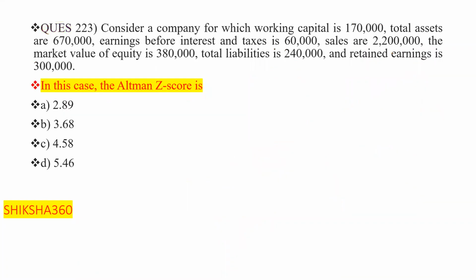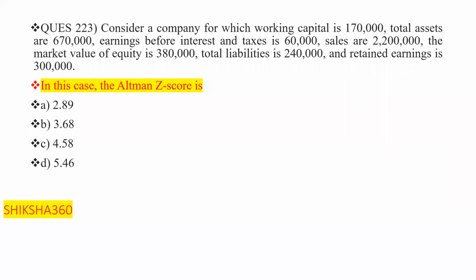Now move to the last question of our today's session. In that, we have to calculate the Altman Z score. Consider a company for which the working capital, total assets, earnings before interest and taxes, sales, market value of equity, total liabilities, and retained earnings are given.